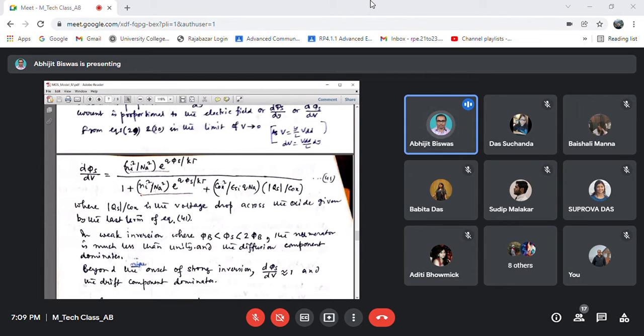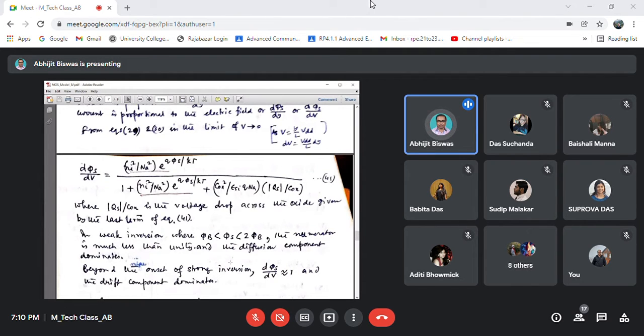So the numerator contains the term Ni squared divided by Na squared into e to the power minus q phi s divided by kT. And in the denominator, it contains three terms. You can see easily 1 plus Ni squared by Na squared e to the power q phi s by kT plus Cox squared divided by epsilon silicon q Na into mod phi s divided by Cox. This mod Qs divided by Cox is actually the voltage drop which appears across the oxide.